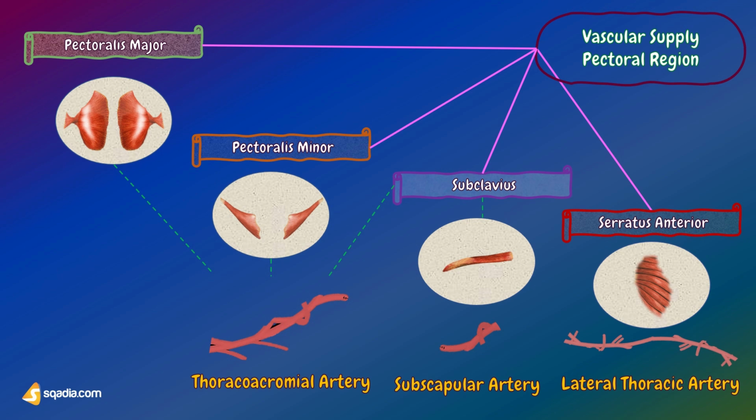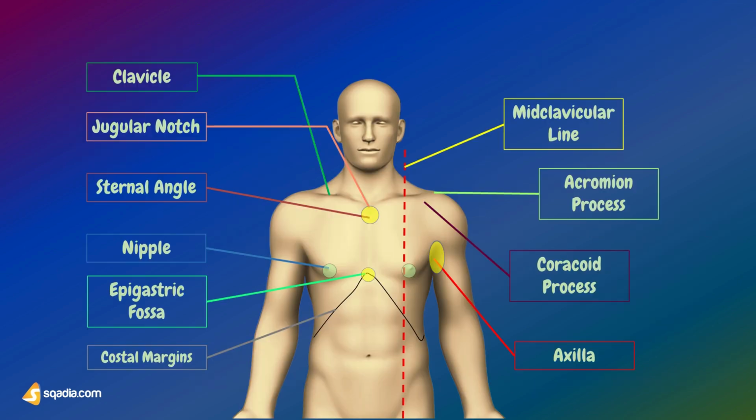Let's quickly go over what we have learned so far. We started our lecture by talking about the surface anatomical landmarks of the pectoral region. We can see the clavicle, jugular notch, sternal angle, nipple, and epigastric fossa on the anterior aspect of the chest, as well as the coracoid and acromion processes of the scapula, which can be felt at their specific location.